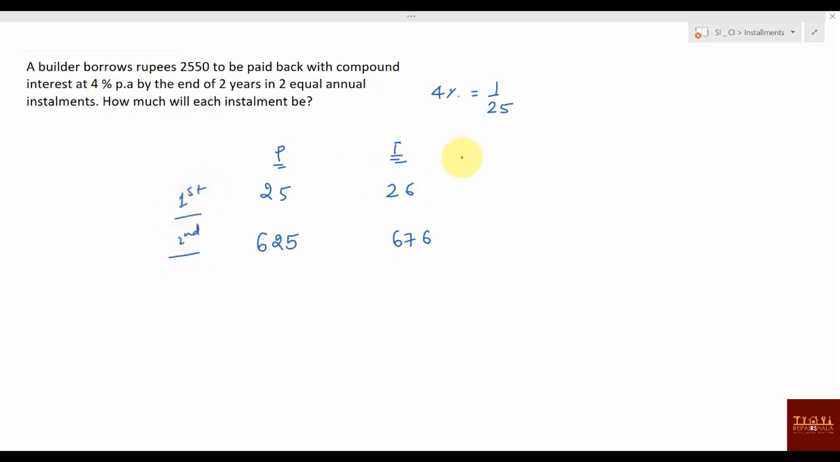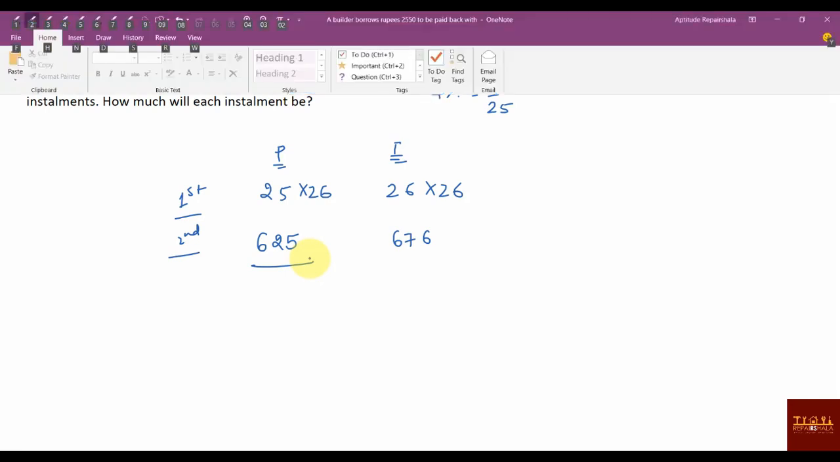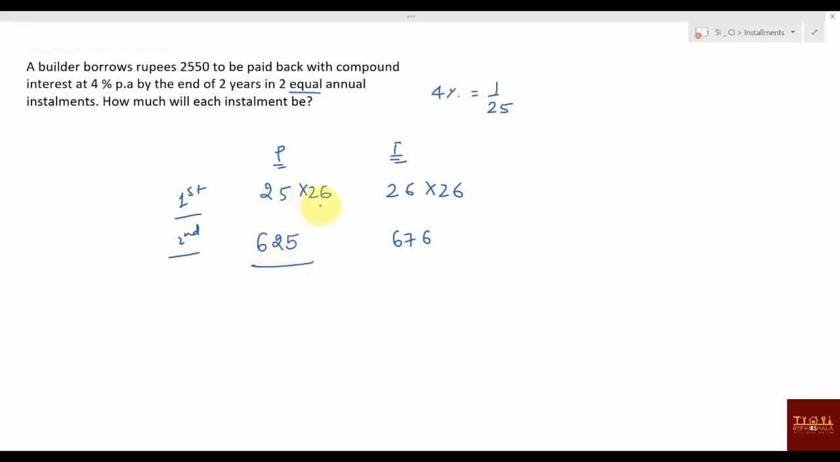Now in this case, the installment should be equal because they are talking about equal installments. So you will multiply here with 26, and here also you will multiply with 26. So you can say your installment is 676. Now find this 625. This value is 650. So 650 plus 625 value will be 1275. And this value is given as how much?